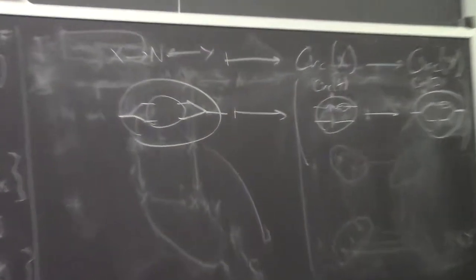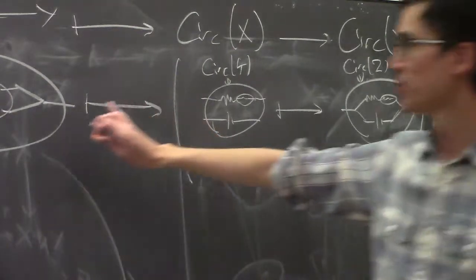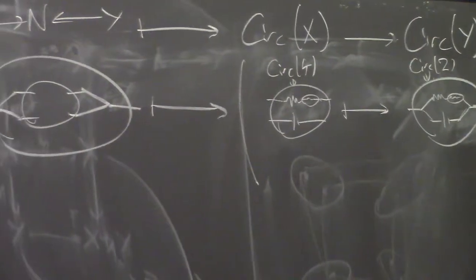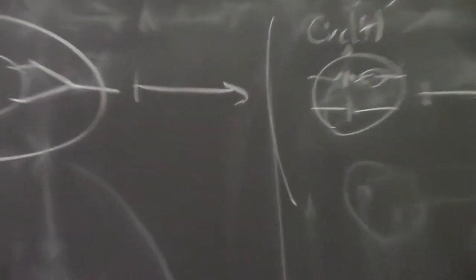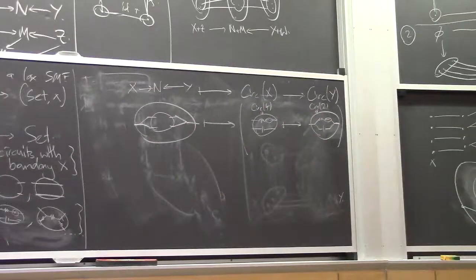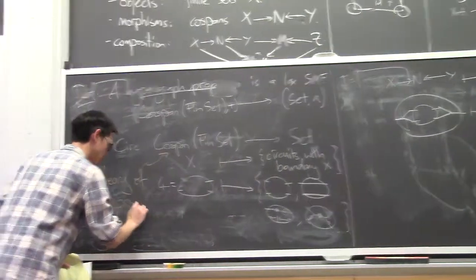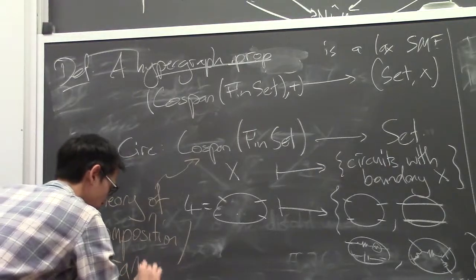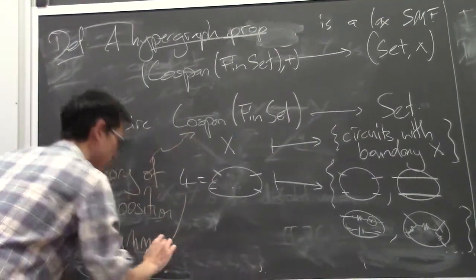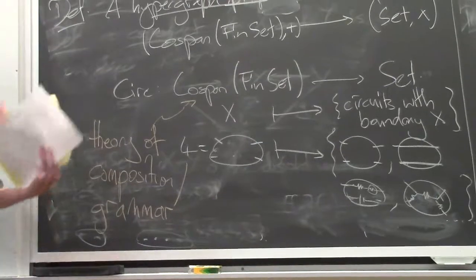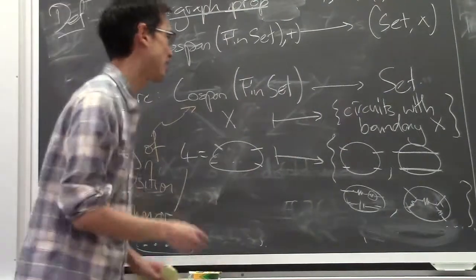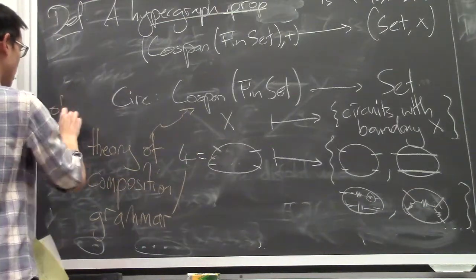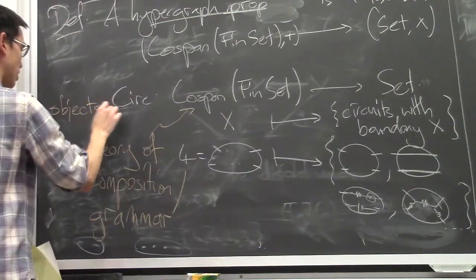But the overall picture, though, is that this category here forms some sort of theory of composition. Or some sort of diagrammatic, or not necessarily diagrammatic, just some sort of general notion of grammar. It says how we can stick things together to create new terms. And then, so let me be a bit more precise.